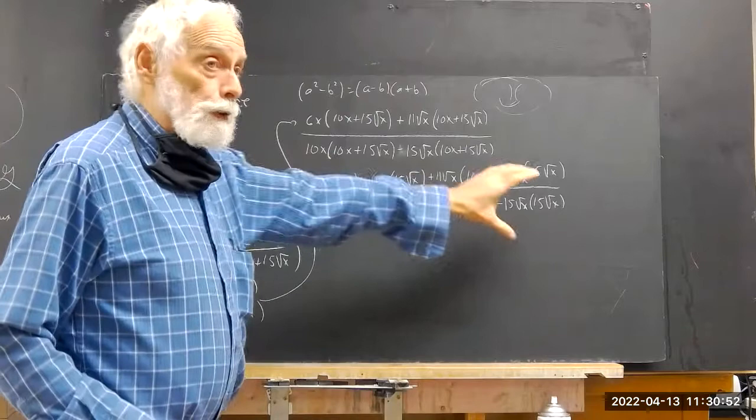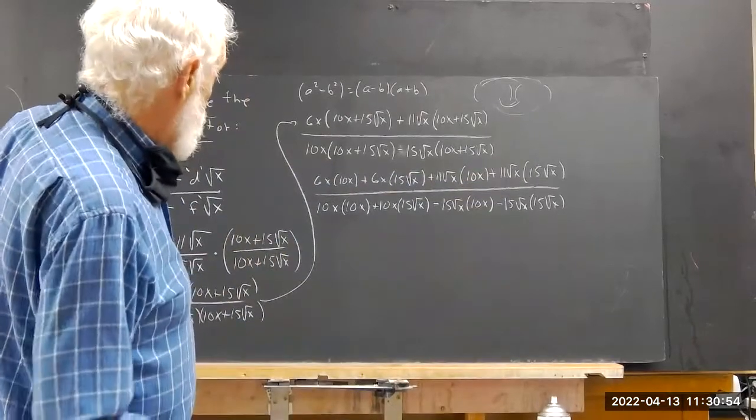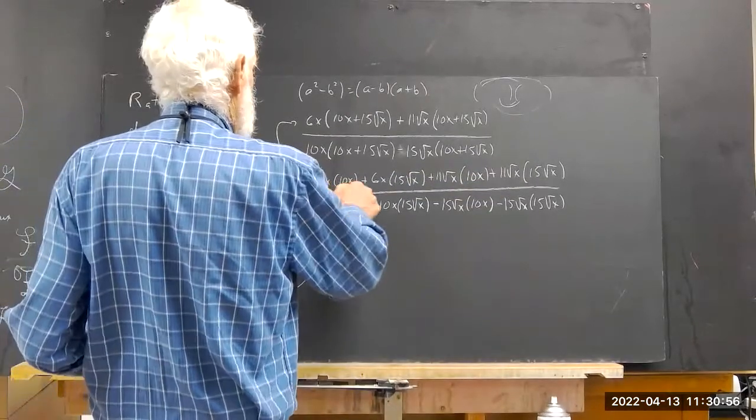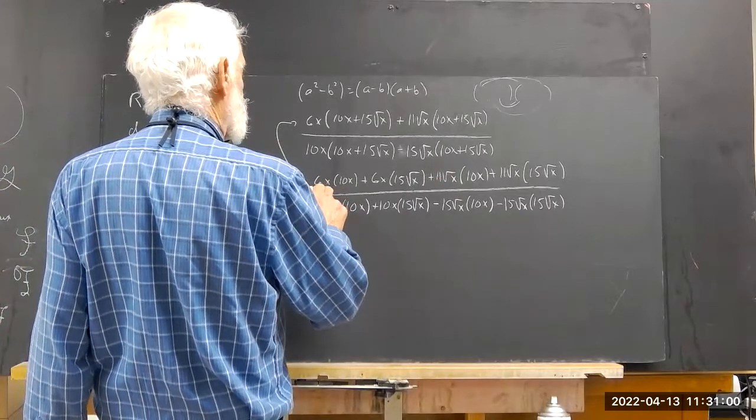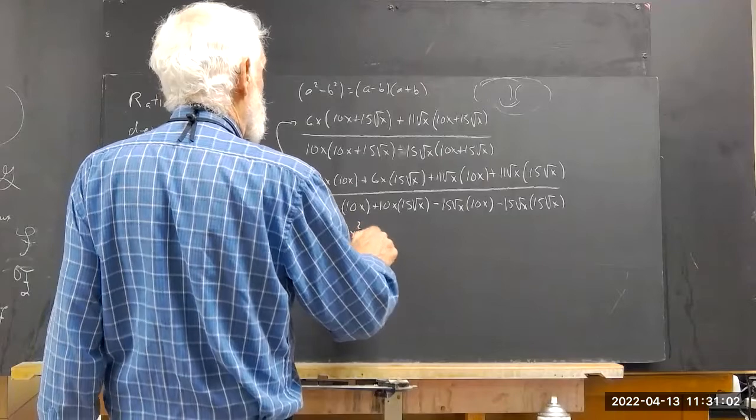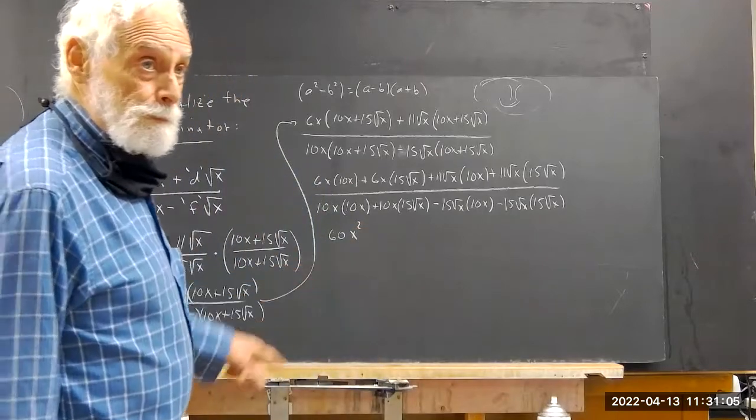Now we've got everything expanded. We want to simplify these terms. So 6x times 10x is 60. x times x is x squared. So we get 60x squared here.